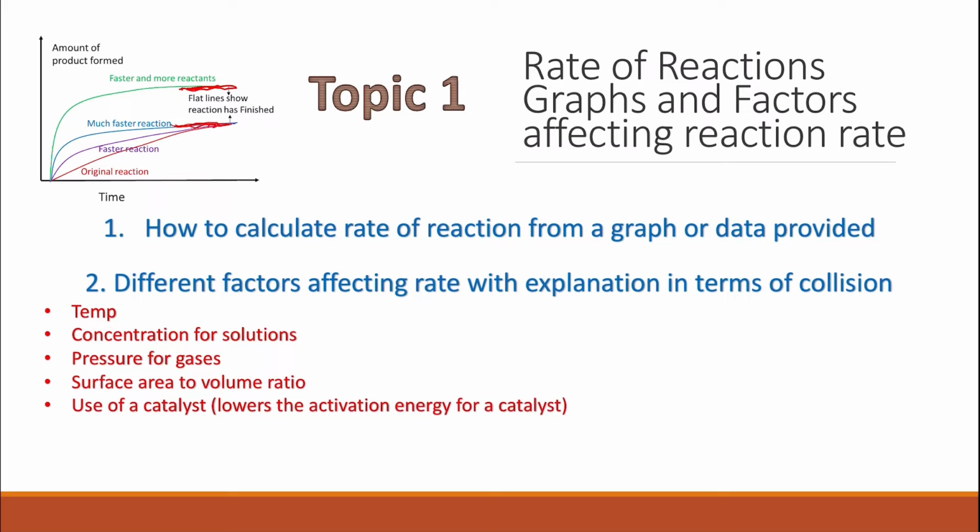Remember that the catalyst increases the rate of the reaction by providing an alternative pathway in the reaction that has a lower activation energy. So you end up with more successful collisions. It doesn't increase the frequency of collisions itself, but it increases the rate of the successful collisions because of the lowering of the activation energy. Remember as well that the catalyst does not change at the end of the reaction.